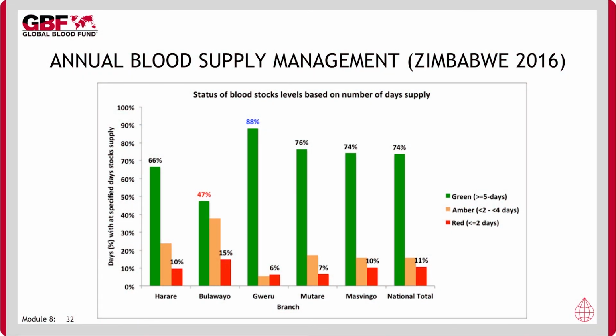In this figure, you will notice that in 2016, the National Blood Service Zimbabwe managed to keep a national stock cover of at least 5 days, around 74% of the time. The individual data for each of the 5 regional branches is shown. This is critical information for the planning, the recruitment, and management of blood donors.